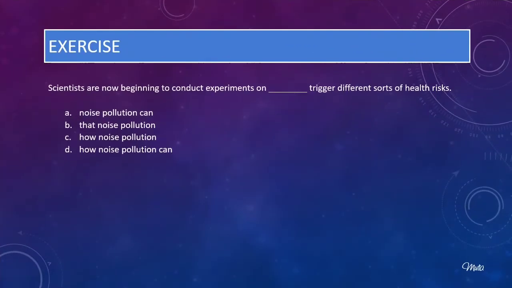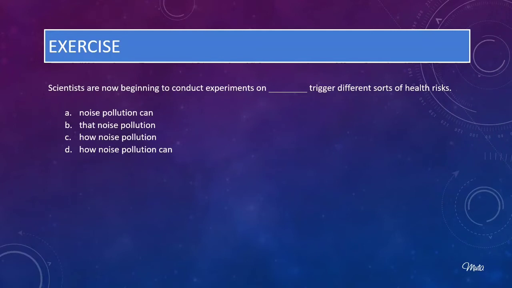Let's discuss the exercise. Scientists are now beginning to conduct experiments on blank to trigger different sorts of health risks. This sentence has two clauses. The first clause is scientists are now beginning to conduct experiments. The second clause is a kind of noun clause as the object of the preposition on. That is the verb of the noun clause, trigger. So, let's complete this sentence by choosing one of the options.